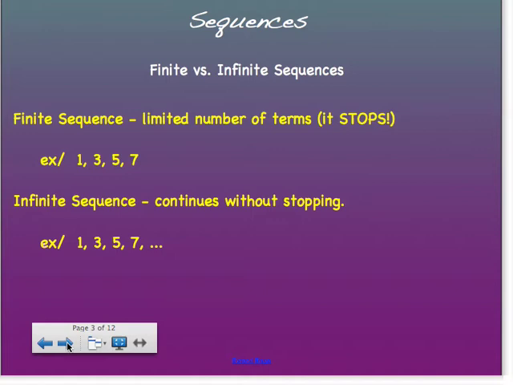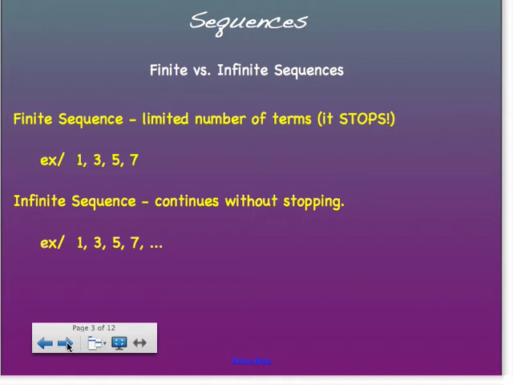So my very simple example is 1, 3, 5, 7. That's it. That is my entire sequence. It's 4 numbers. It's 4 terms. That's all it is. Okay, and so if I have this, all I have is really 1, 3, 5, 7. That's a finite sequence. Unlike if I have an infinite sequence, it continues without stopping.